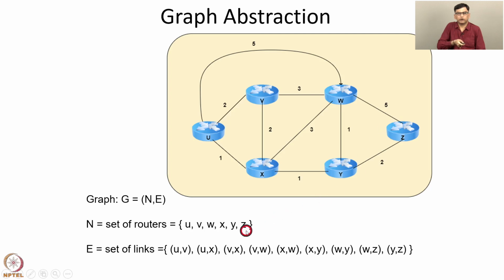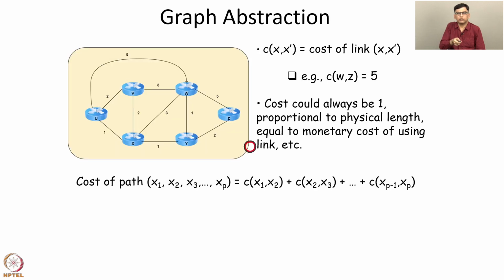And there is one edge for every communication link. So for example, there is an edge from router U to router V. There is an edge from router V to router W, and so on. So these are the set of communication links. So we represent the routers by nodes and communication links by edges. Now notice that some numbers are written next to the edges. These are the costs of the corresponding communication links. For example, the cost of the link from W to Z is 5. That is shown here. The cost of this link is 5.